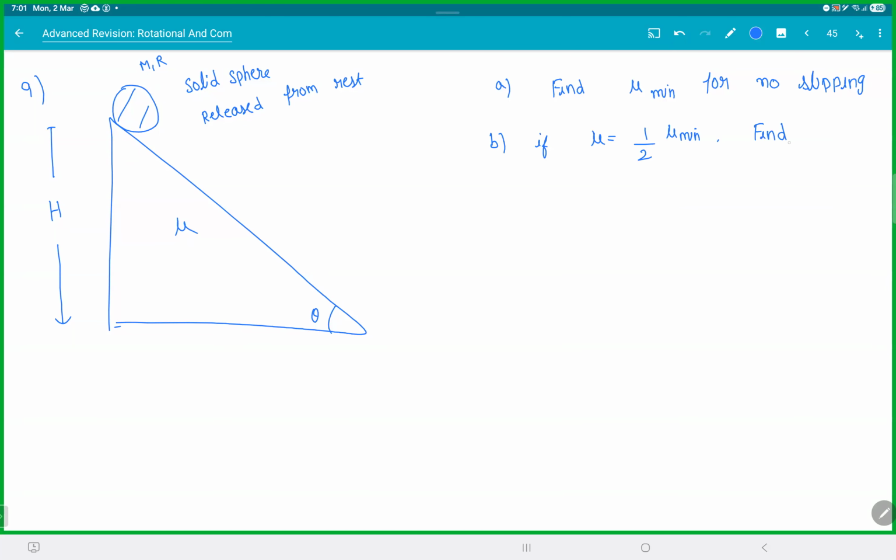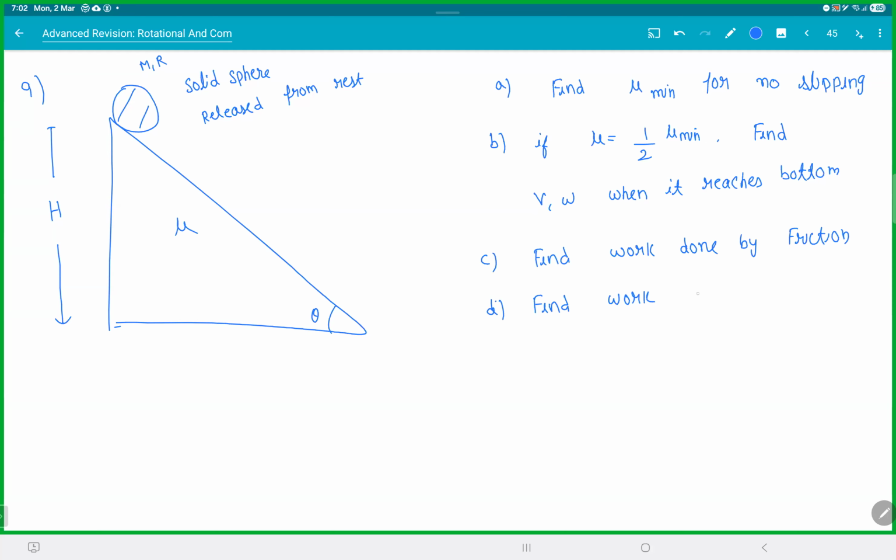Find V and omega when it reaches the bottom. Find work done by friction. Find work done by torque due to friction till they reach the ground.